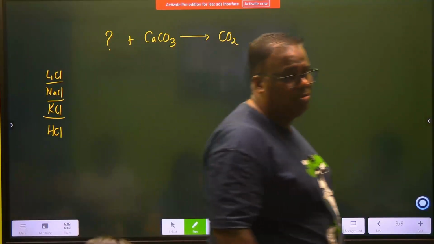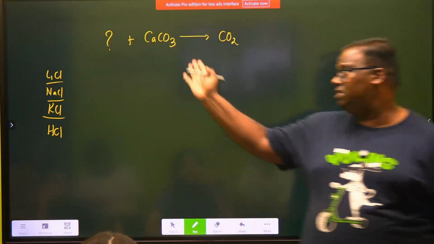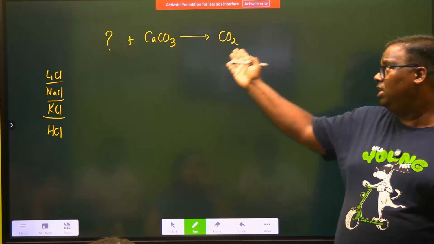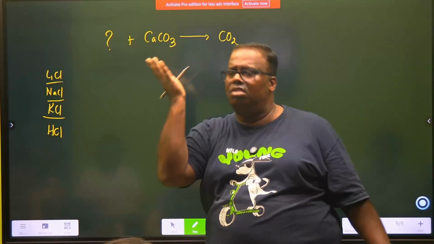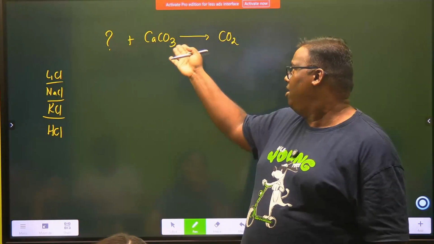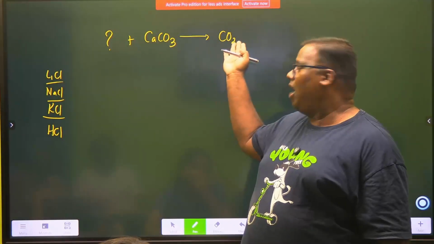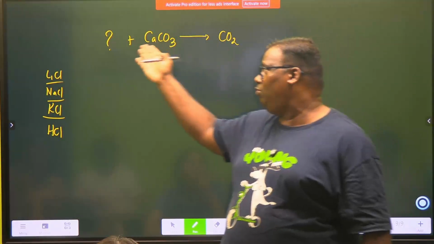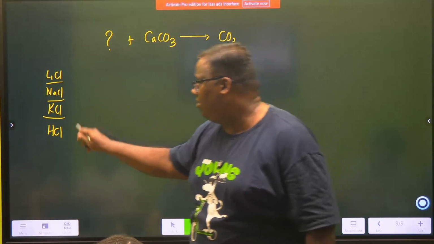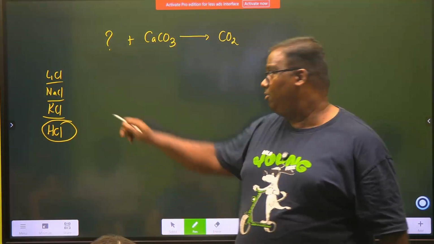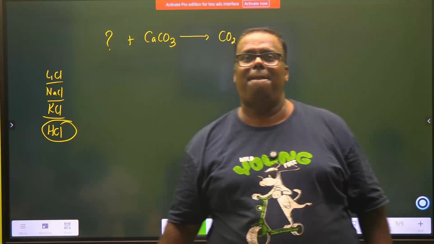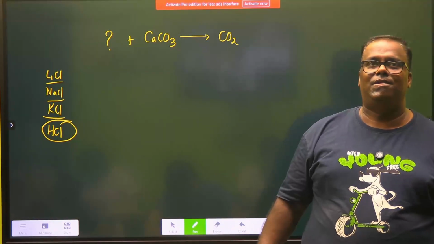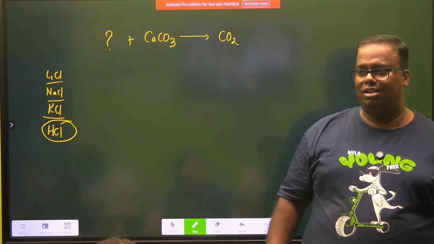CaCO3, calcium carbonate, is a basic salt. You are releasing carbon dioxide from a basic salt. If you put it in water, it will give you calcium hydroxide, which is very basic. Are you getting carbon dioxide? That means this should be an acid. This one is the acid, and this one is reacting. You got it? Very good. Did you understand? I know that, child. I really appreciate you.